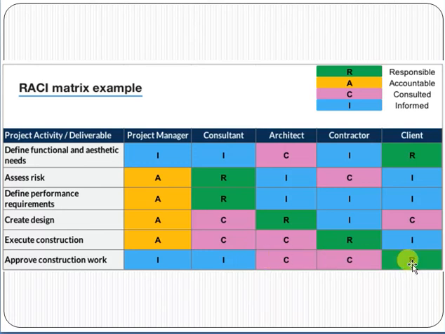So friend, just see these are the legends here. R for responsible, A for accountable, C for consulted, and I is informed. So these legends are also defined here. You can understand from there as well.